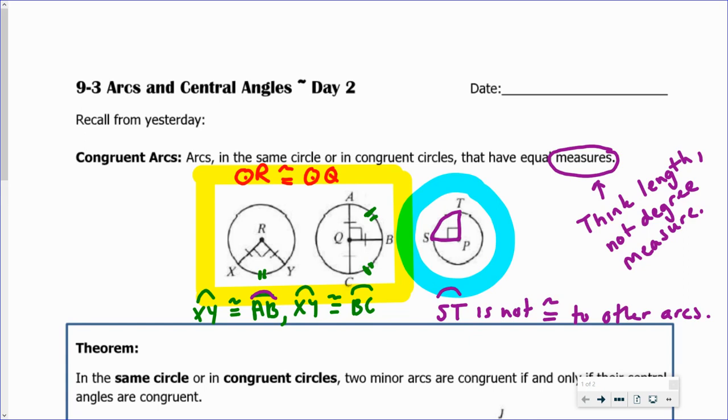And the reason why is because circle P is not congruent to circle R or circle Q. So even though they all have the same central angle measure of 90 degrees, so TS is 90 degrees, AB is 90 degrees, BC is 90 degrees, XY is 90 degrees, they're not congruent because they're not the same length.